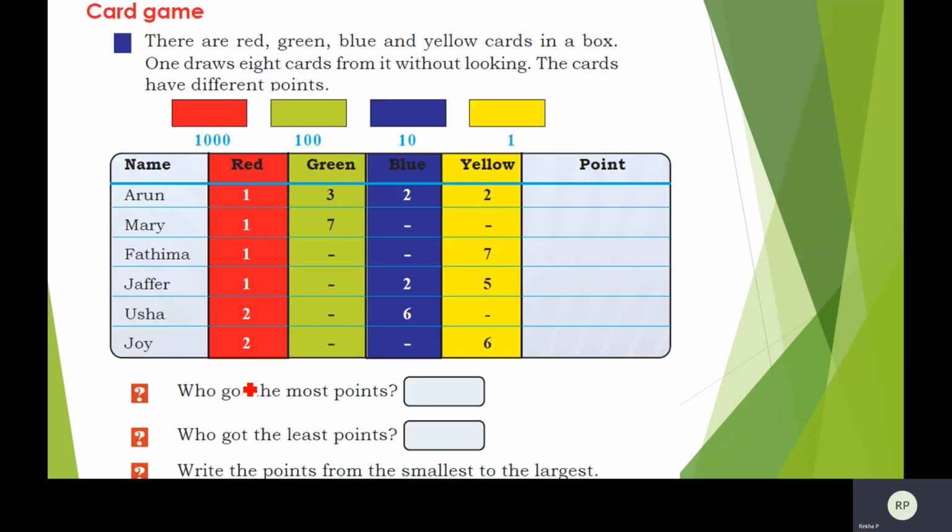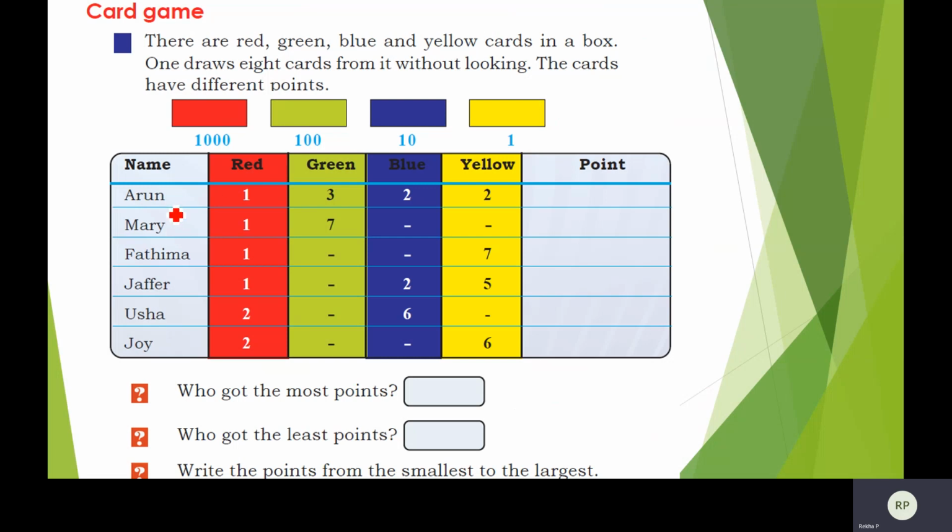Now let's write. In the next question they have given, it's like a card game. So for this one, different colors have different values. Red is 1,000 points, green is 100 points, blue is 10 points, and yellow is 1 point.